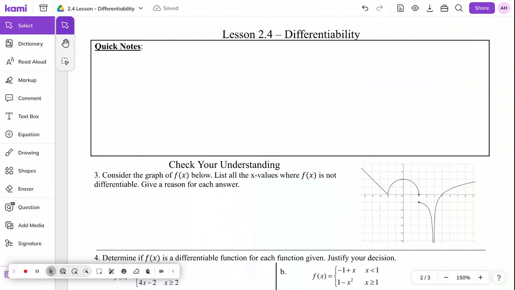If you need to pause, please pause or ask for the video to be paused so that you can finish writing that information.